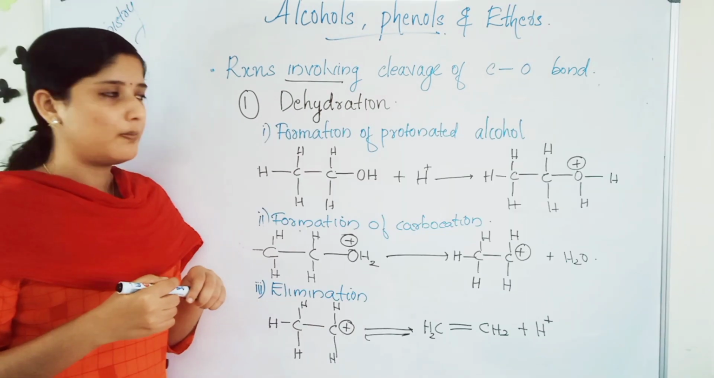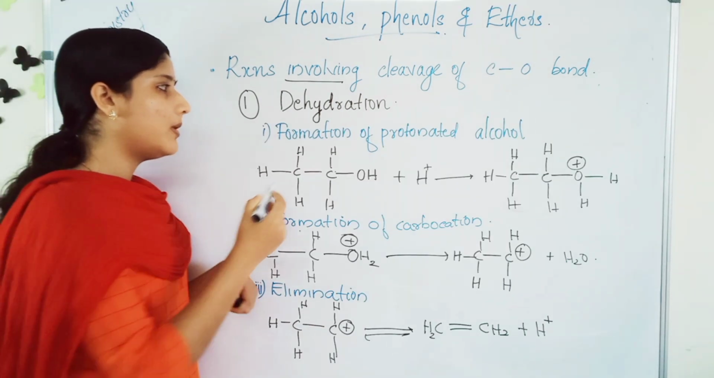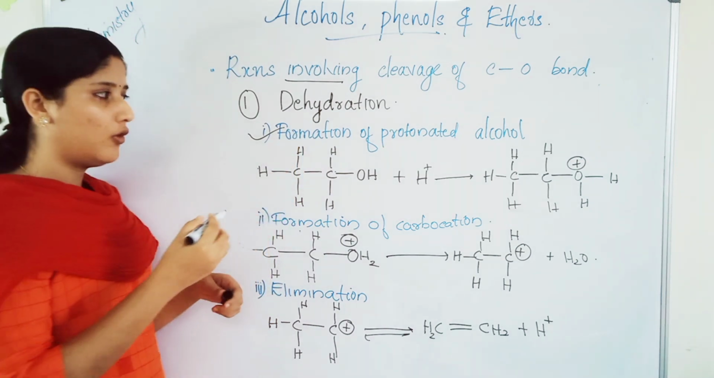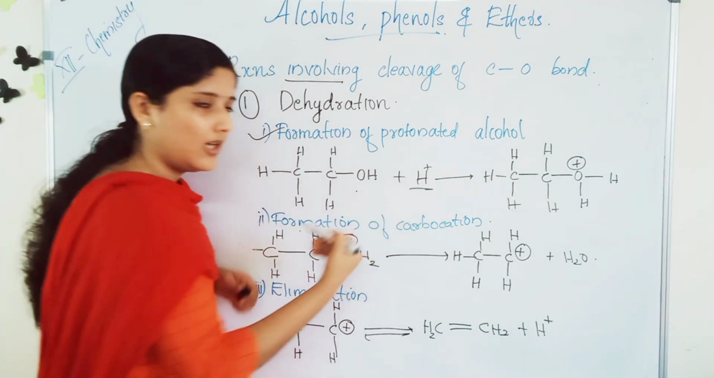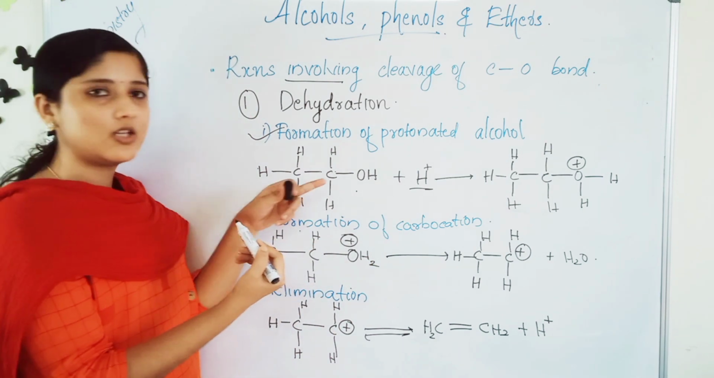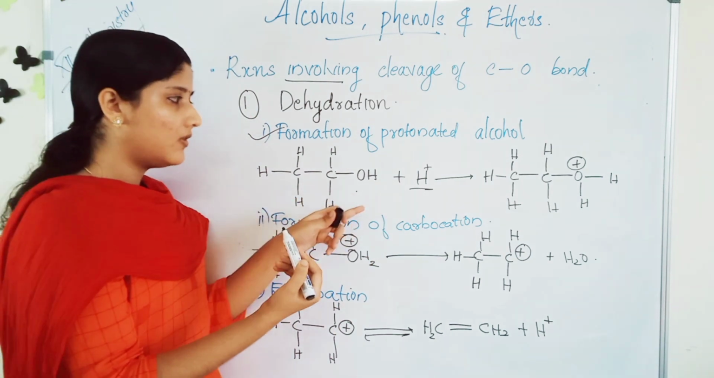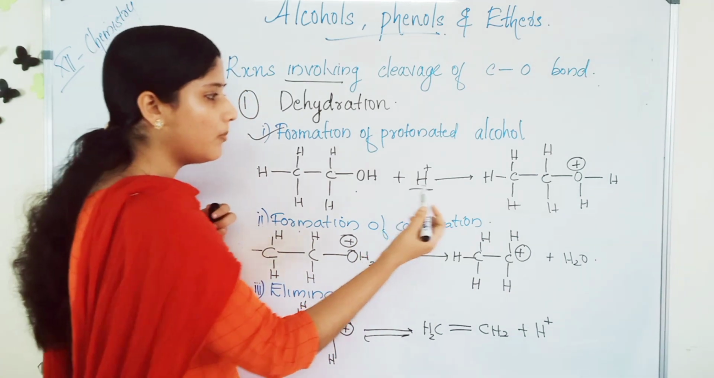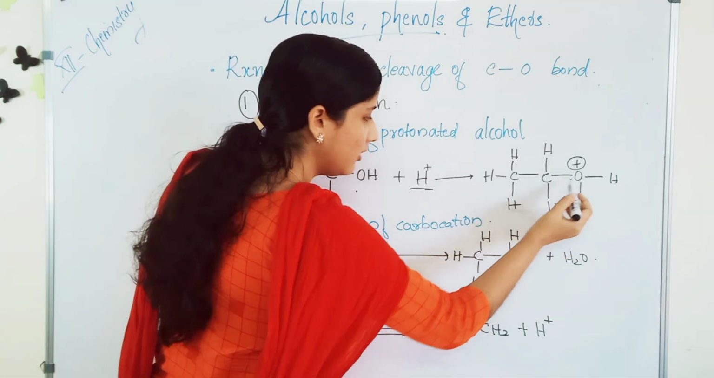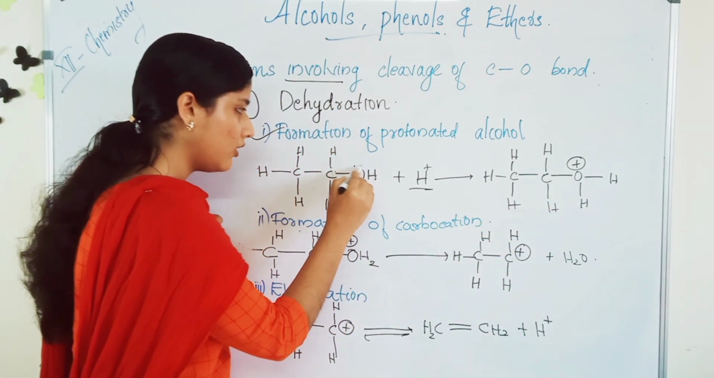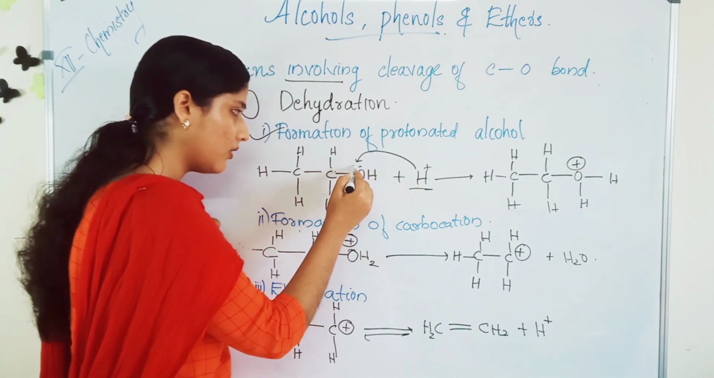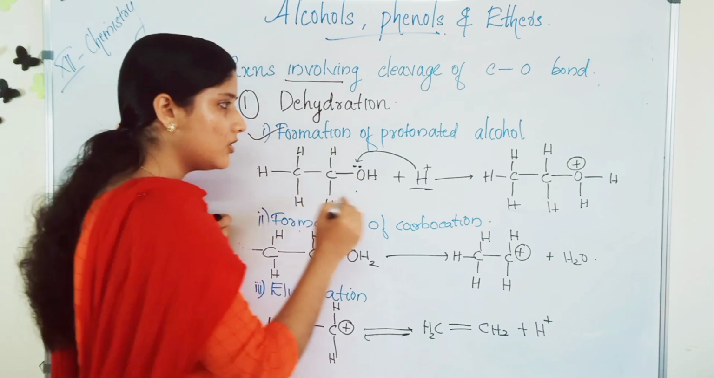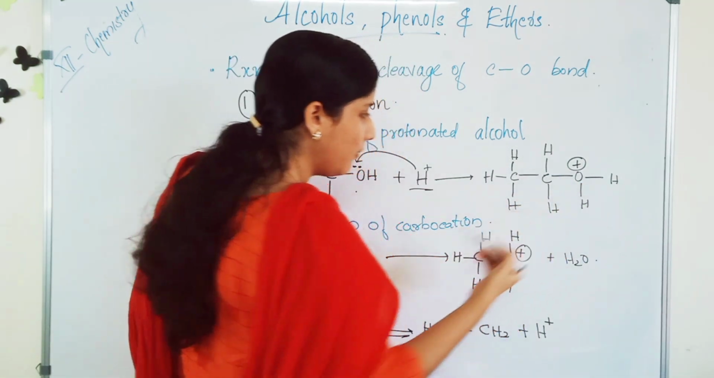Next, let's study the mechanism of the dehydration reaction. The first step in dehydration is the formation of a protonated alcohol. That is, the alcohol, CH3CH2OH, will first react with the H+ ion. The lone pair on the oxygen will be attacked by the H+ ion, and here a protonated alcohol will be formed.